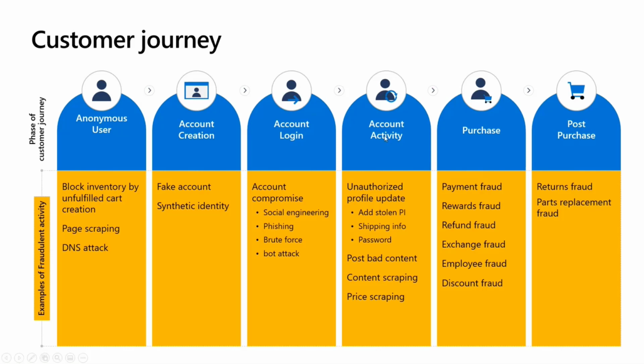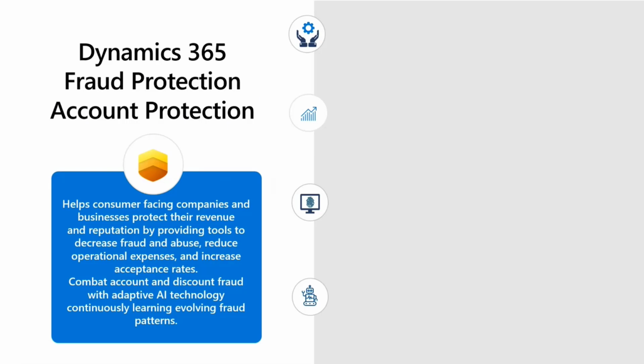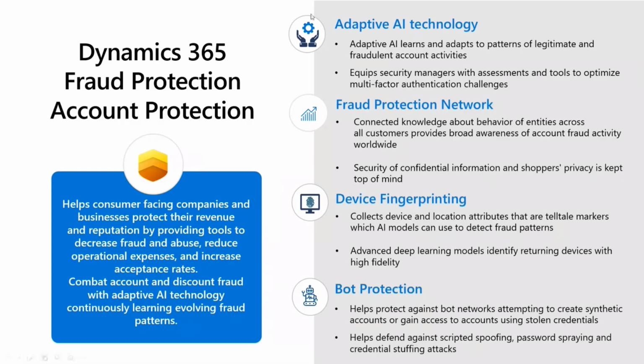B2C does it in parts, conditional access also, but Dynamics Fraud Protection may help you with things like, well, in the fraud category, and it also might help you with device fingerprinting, because B2C doesn't really do that.